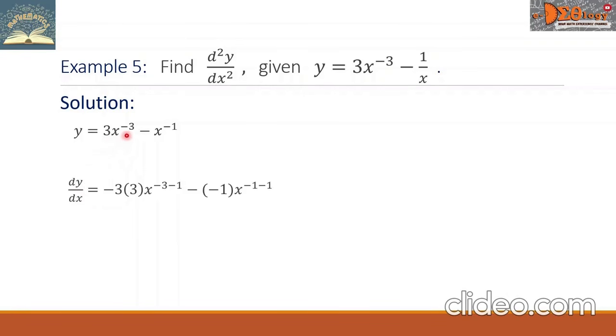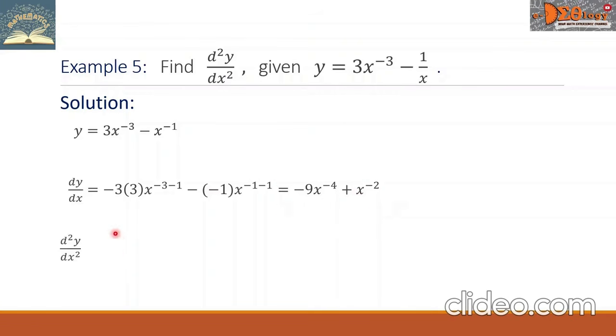Derivative of the first term will be negative 3 times 3 times x, that is raised to negative 3, then minus 1, minus derivative of the second term. So we have the negative 1 comes down times x raised to negative 1 minus 1. We simplify the first term as negative 9 times x raised to negative 4. And then the second term, negative of negative 1 is now positive. Then we have x raised to negative 1 minus 1. So we have here negative 2 as exponent. This is the first derivative.